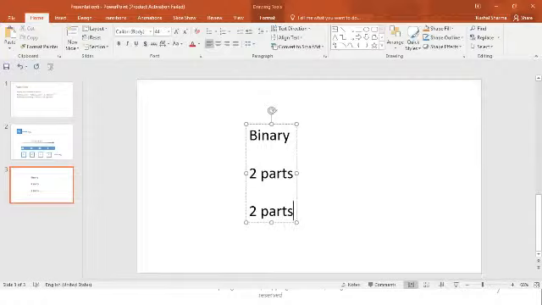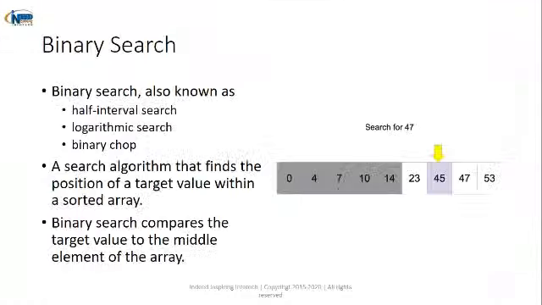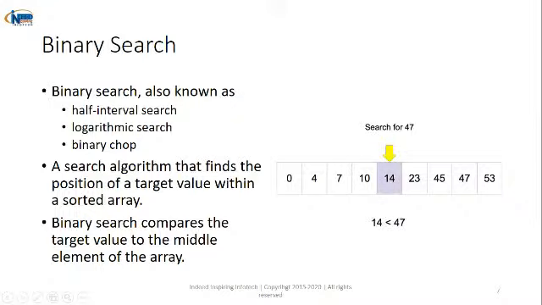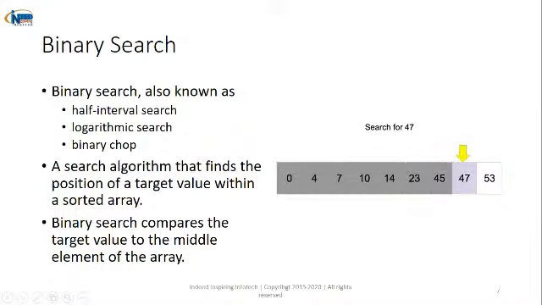Here you can see that we have the list 0, 4, 7, 10, and 14 is the center element. So the whole of the list is divided into 2 parts. After that, we are searching for the element 47. So 47 is the element we are searching.